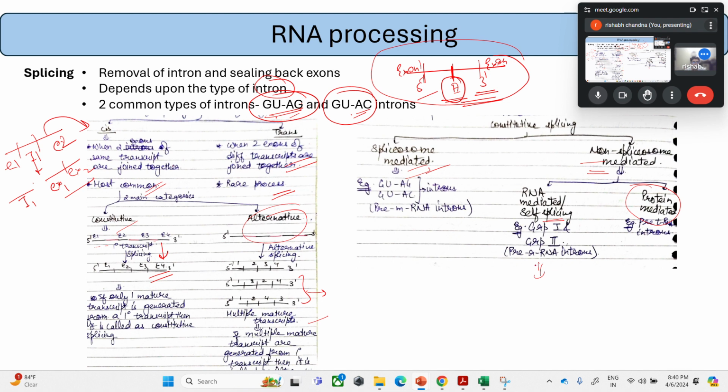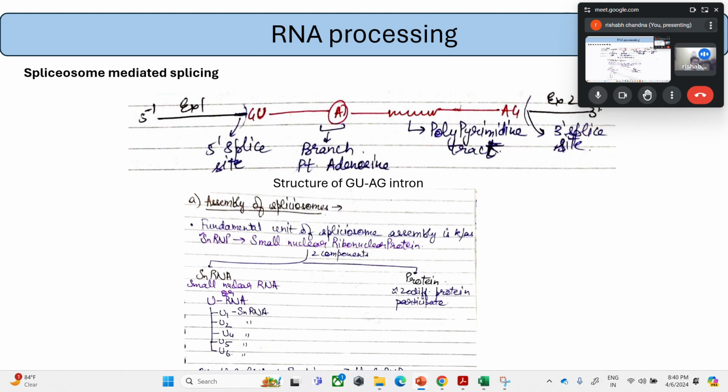mRNA chain. These group 1 and group 2 introns are basically found in pre-rRNA introns. Protein-mediated removal of introns is found in pre-tRNA introns. These introns are removed with the help of different proteins that are not spliceosome associated. Now moving on with the spliceosome mediated splicing.